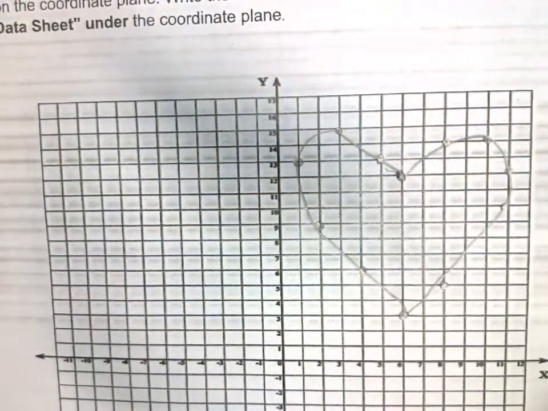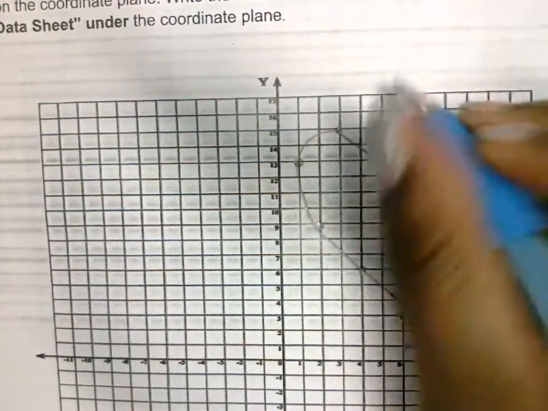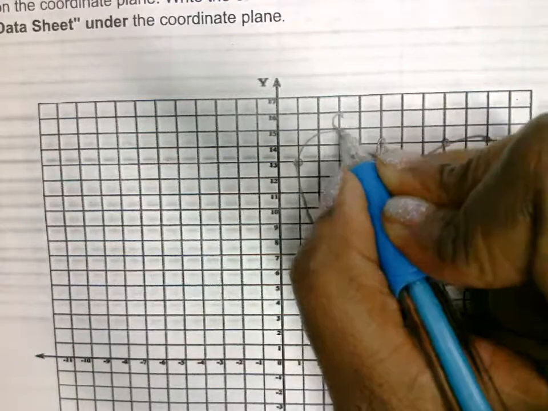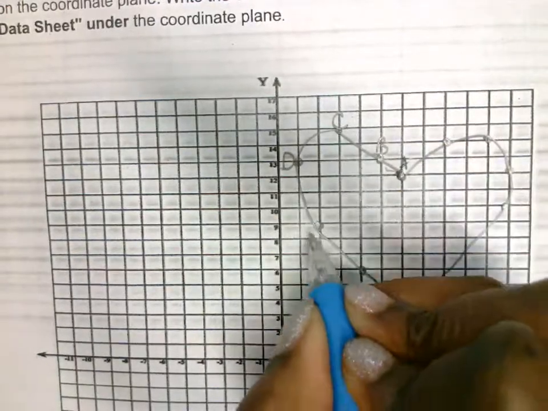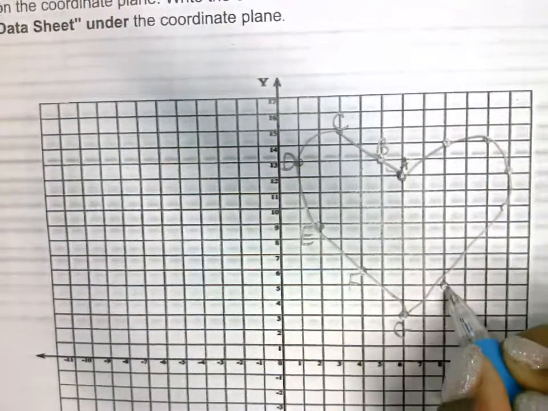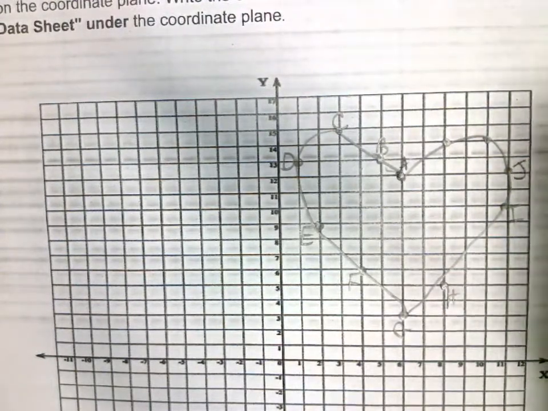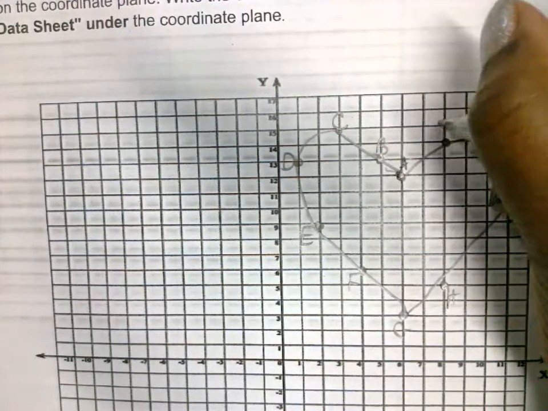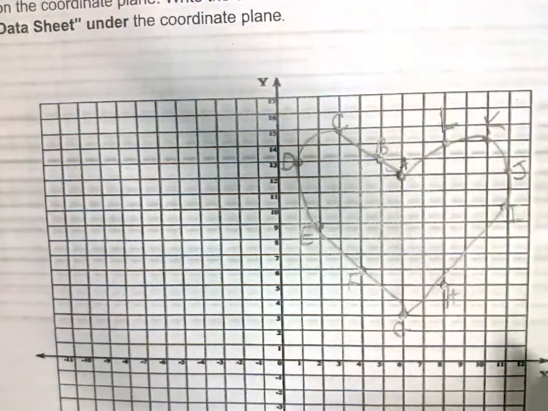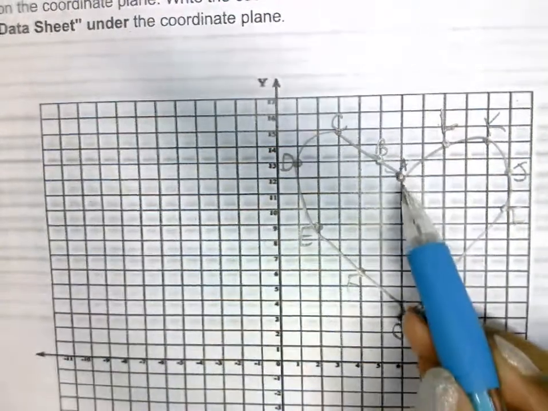Okay. So we're going to label this as A, B, C, D, E, F, G, H, I, J, K, and L. Okay, so I have more than enough points. All right, so I'm going to start with A. A is right here.